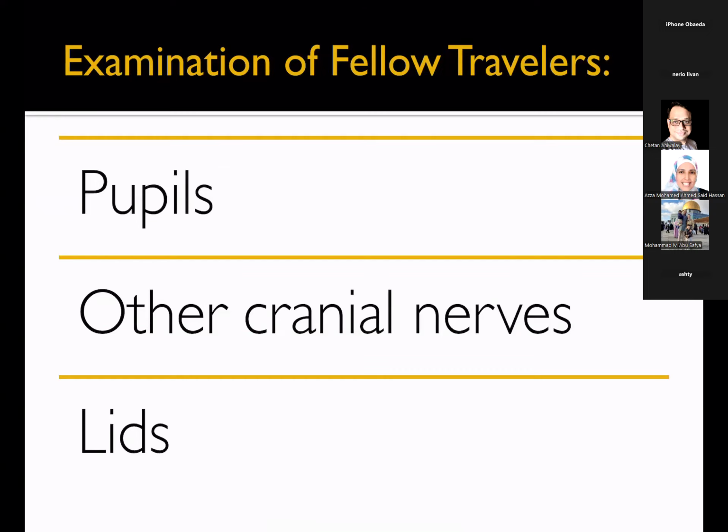Very important not to overlook through these points. We have to examine the fellow travelers, what we call fellow travelers, which are the parts that are related to the diplopia in a very crucial way. We should not miss them. The pupil examination, as we mentioned, the other cranial nerves, the facial sensation, and the lids and the globe position. We have to look carefully for this association.